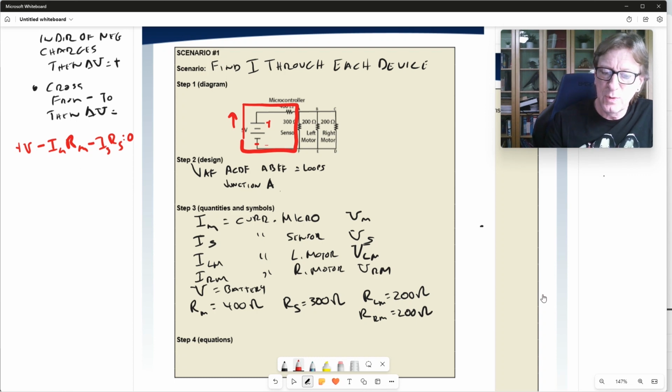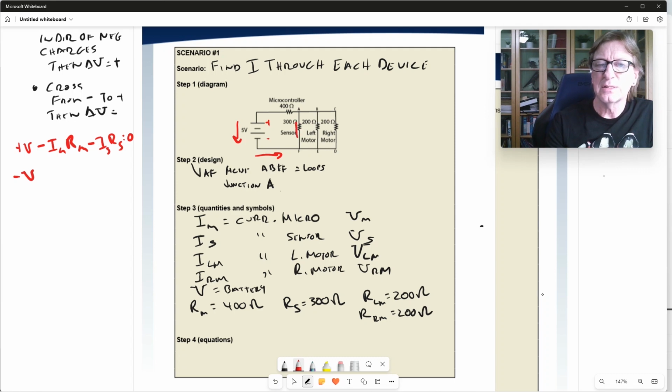Let's make sure that we would get the same thing if I went in the opposite direction. I want to convince you that it doesn't matter. So now we're going to go counterclockwise. Let's start again with the battery. This is positive and this is negative. So I'm crossing the battery from positive to negative. Well, if I cross from negative to positive, then I'm going to get a positive voltage change. So that means I must be getting a negative voltage change. So that's negative V, a negative potential difference.